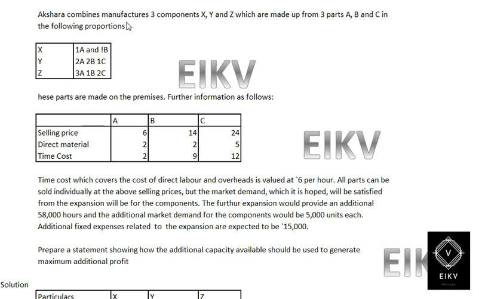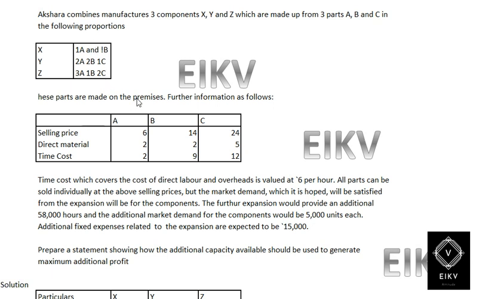So in this illustration, Akshara combines manufactures of three components X, Y and Z which are made up from three parts A, B and C in the following proportion. For the manufacturing of X, we need one component of A and one component of B. For manufacturing of Y, we need two components of A and two components of B and one component of C. And for the manufacturing of Z, we need three components of A, one component of B and two components of C.